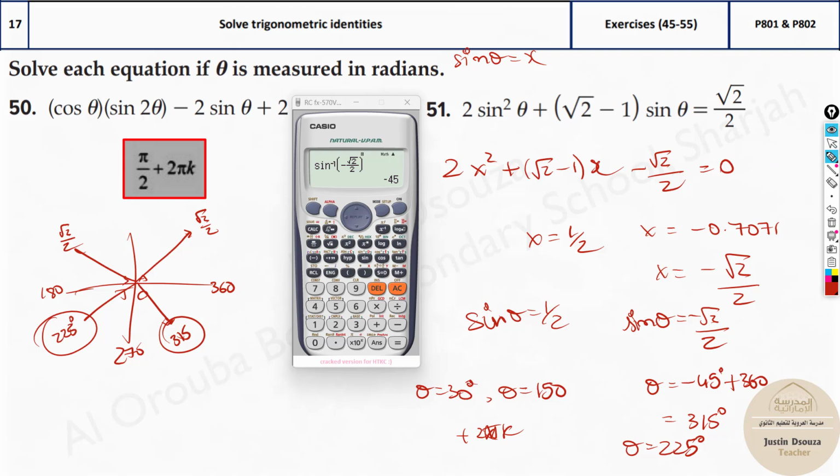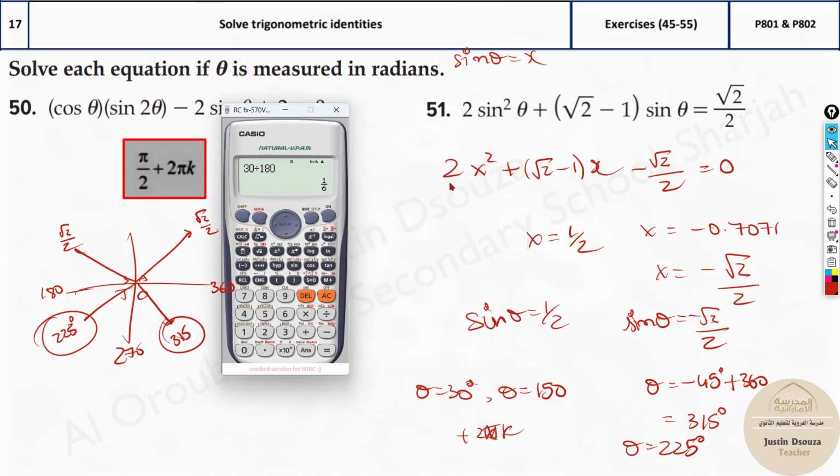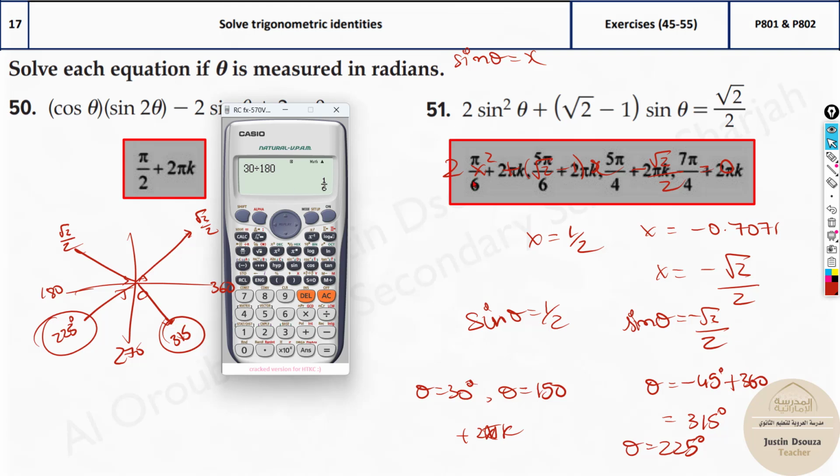Now we need to convert this to radians. How do we do that? Take any angle, just divide by 180, and in terms of pi we need to write 1 by 6 pi. So that will be the answers over here. You can see pi by 6 is the same as that. 150 is basically 5 pi by 6. I can show you it is just 150 divided by 180, and that is the answer. That is 5 by 6. And over here we have 225. 225 divided by 180 is 5 by 4 pi. And lastly we have 315, that is 7 by 4 pi.